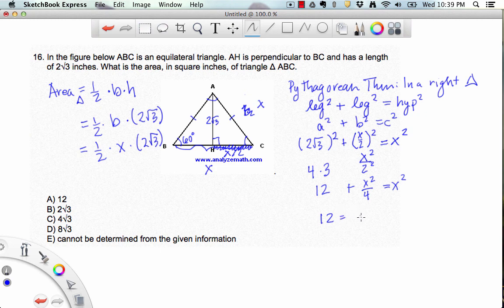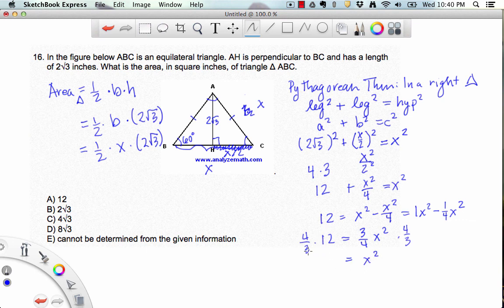So the 12 is x squared minus x squared over 4. You could think about that like, well, okay, that's 1 x squared minus a fourth x squared. Or you could get a common denominator and subtract it that way. However you're comfortable thinking about this. So 3/4 x squared. So 12 is that. So we want to get rid of the 3/4. You could either think about multiplying 4/3 by each side, or you could think about dividing by the 3/4, whichever way is more comfortable. There's always more than one way to do these things.